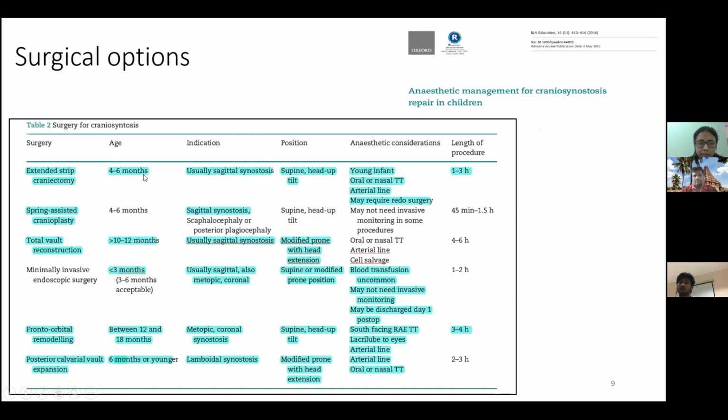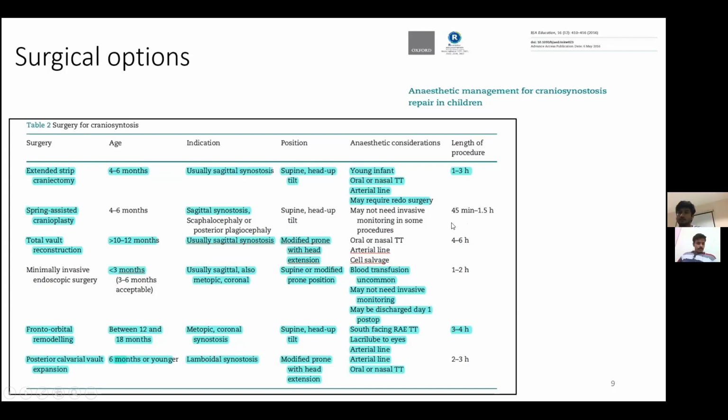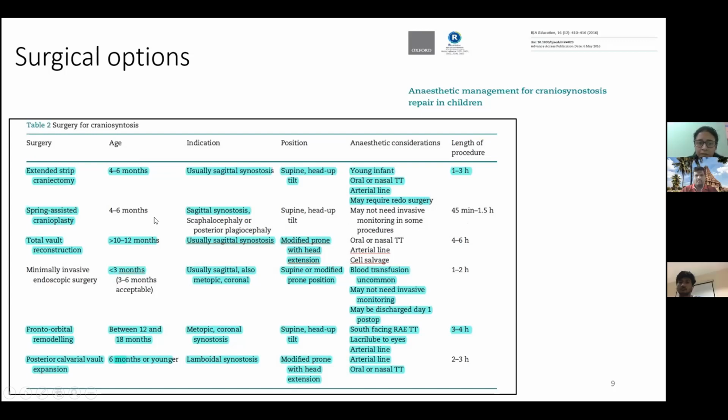Extended strip craniectomy is generally performed at the age of 4 to 6 months. The length of the procedure is typically 1 to 3 hours, and it's usually done for sagittal synostosis. Spring-assisted cranioplasty, as you can see, takes only 45 minutes to 1.5 hours, and this may not even need invasive monitoring in certain centers where they are used to doing the procedure. It's a short procedure and it's minimally invasive. Total vault reconstruction, on the other hand, is performed in relatively older infants, and the surgery can be pretty time consuming. Arterial line is mandatory.